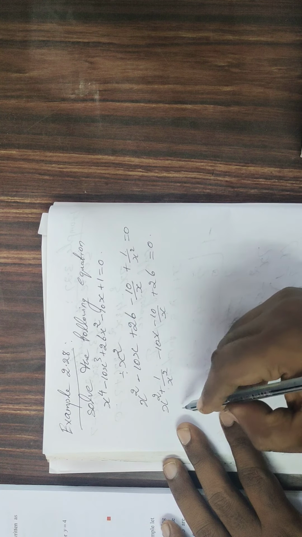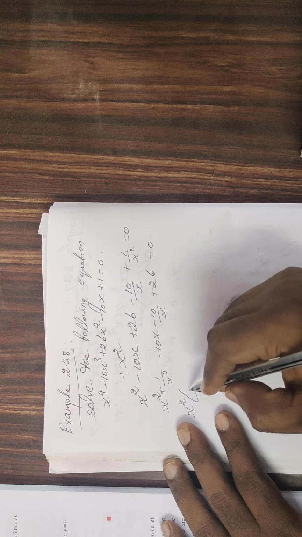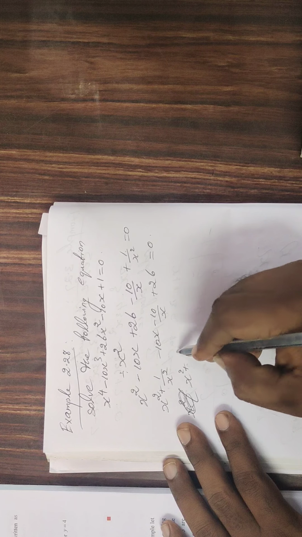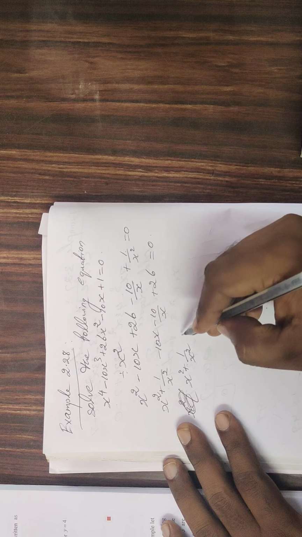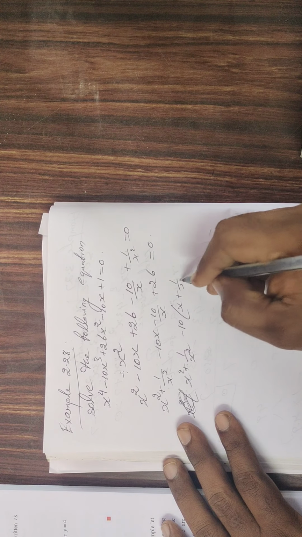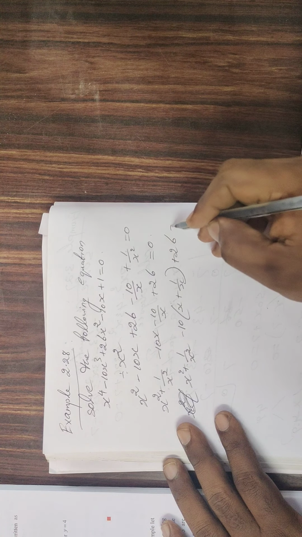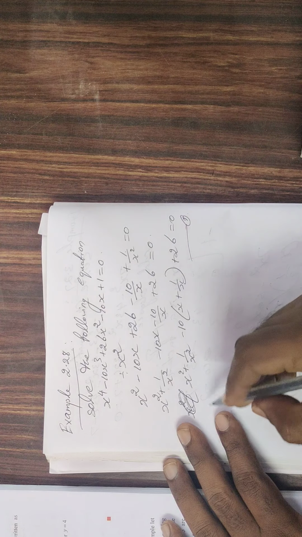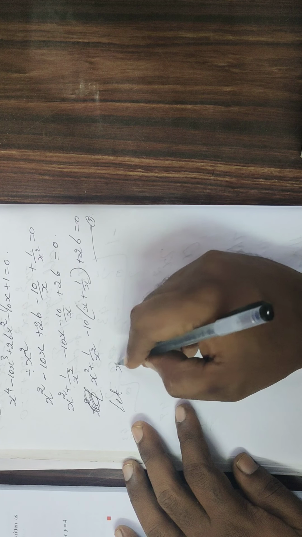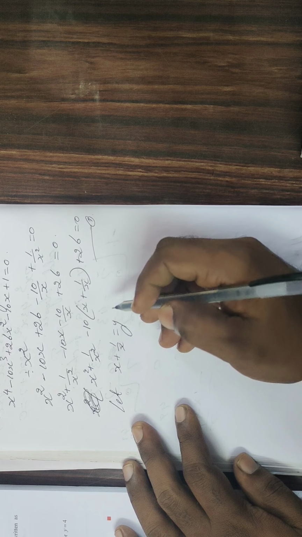So what is common from these two terms? Otherwise, let me take these terms together: x square plus 1 by x square. Then what is common from the other two terms? Minus 10, remaining x plus 1 by x. Then plus 26 equal to 0. Consider this as equation number 1. Now let x plus 1 by x equal to y.